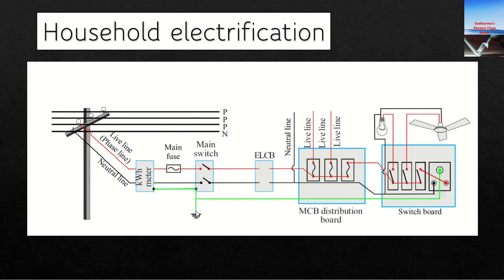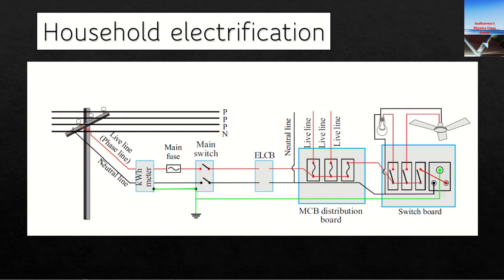That is important because during connection, when a person comes and rectifies our connection, he should know which one is the live, neutral, and earth wire, because the live wire carries the highest voltage of 220 to 240 volt, and the neutral wire contains 0 volt.